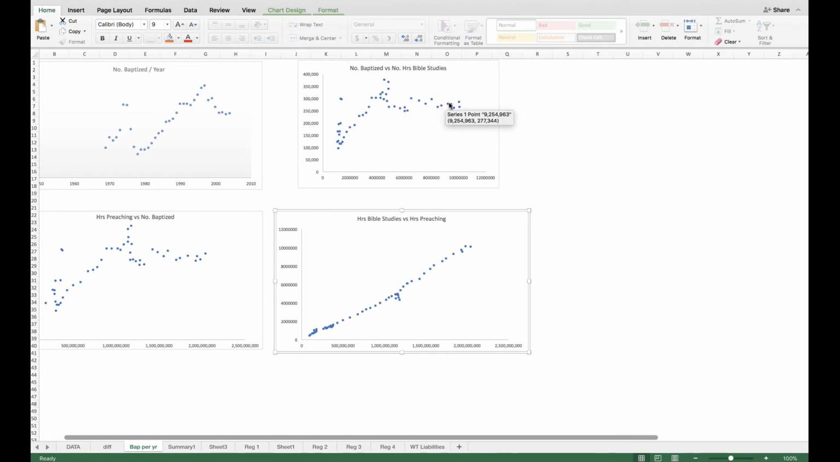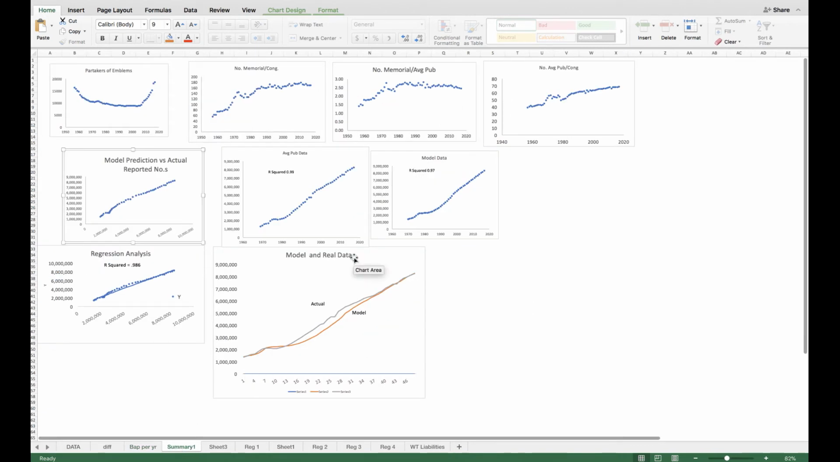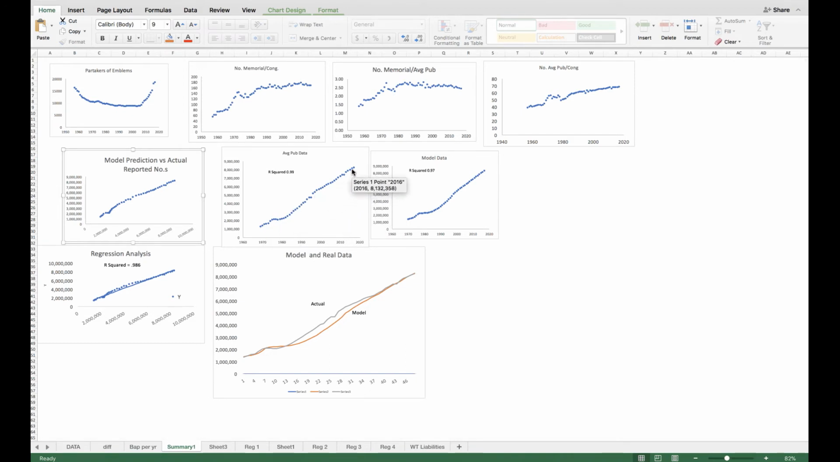It does show that the number of baptized each year is really completely independent of the amount of work that's being done by the publishers. And you know, there was an increase of more than a billion hours knocking at the doors, and yet the number of baptisms remains flat for the last 20 years. So that is a big thing.